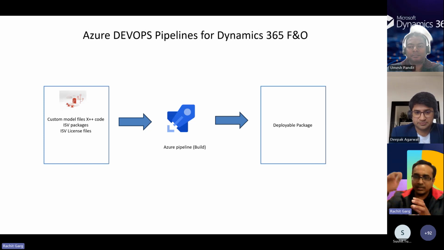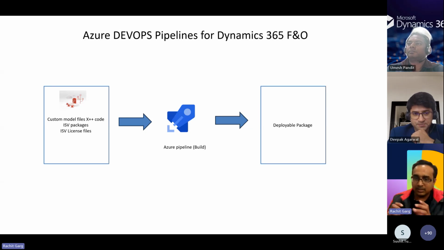Now, a pipeline is a sequence of activities or tasks or processes which happen on that input. And what it creates is called a deployable package. A deployable package is a zip file, which is your unit of deployment in Finance and Operations. So if you have to create a deployable package, create it through an Azure build pipeline. Do not create it from Visual Studio directly.